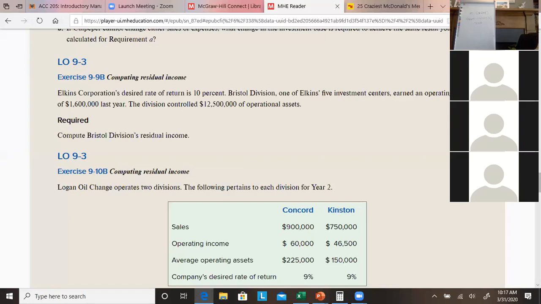Anybody need more time? Okay. So hopefully you got 350,000. Does anybody need me to write it on there, or did everybody get 350,000? Let's take a look.